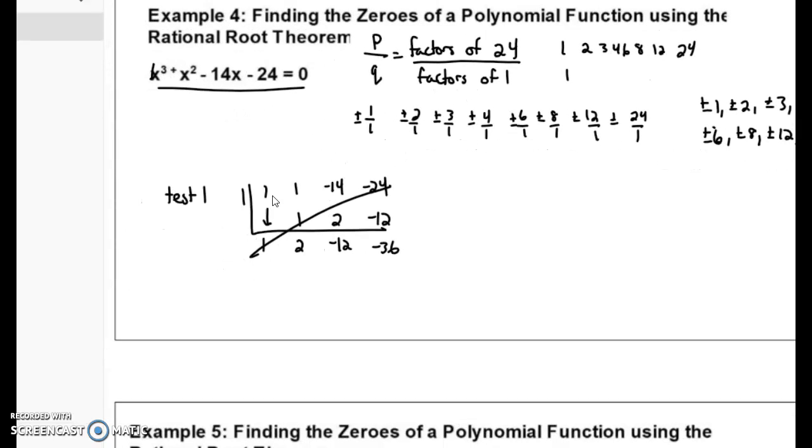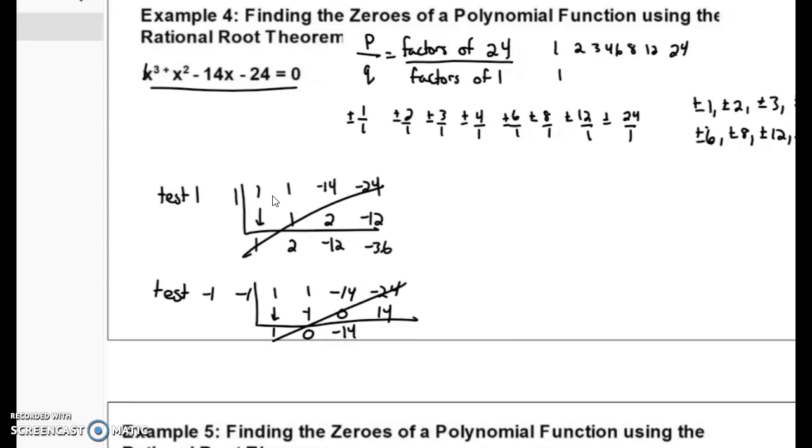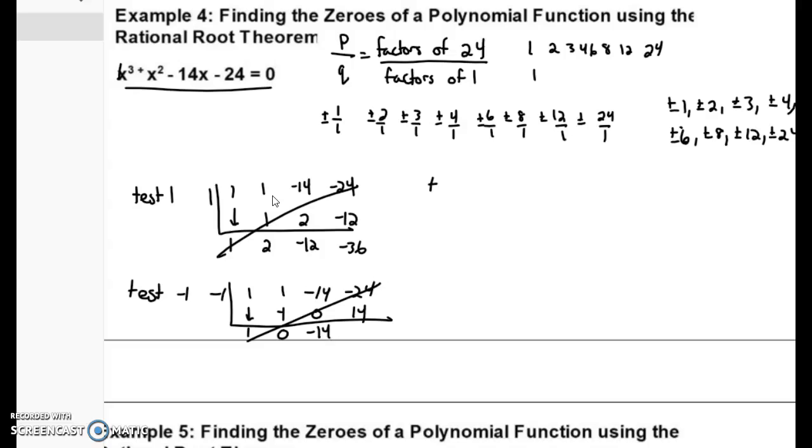All right, so now let's try another one. Let's test negative 1. Now one thing about it is once you set it up once, it's really easy to set up again. All right, so go through your synthetic division process. So right there, I know I don't have a remainder of 0. So negative 1 is not going to work either. So I know that 1 and negative 1 are not zeros. So now let's go ahead and try 2. All right, so I'm going to test 2.